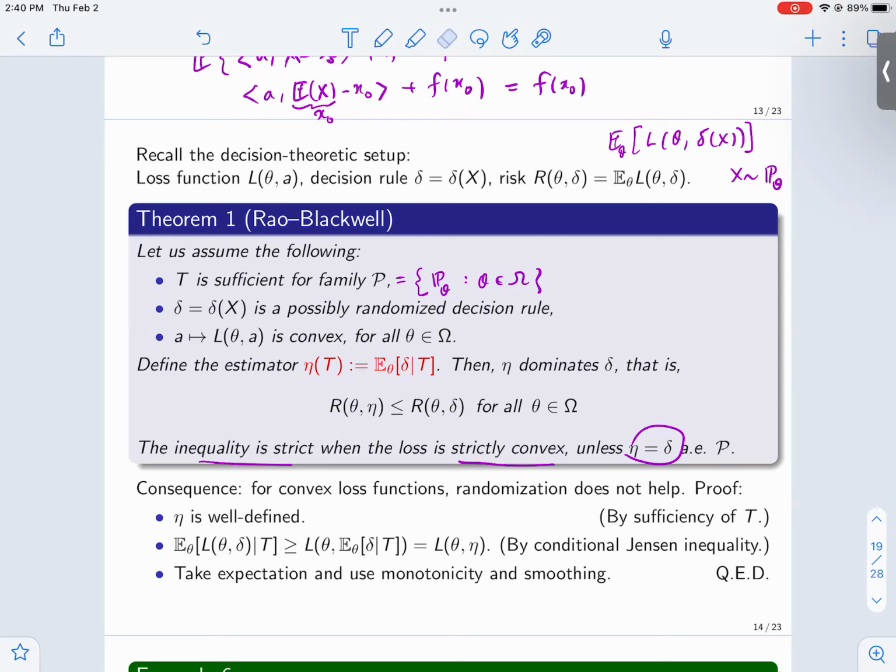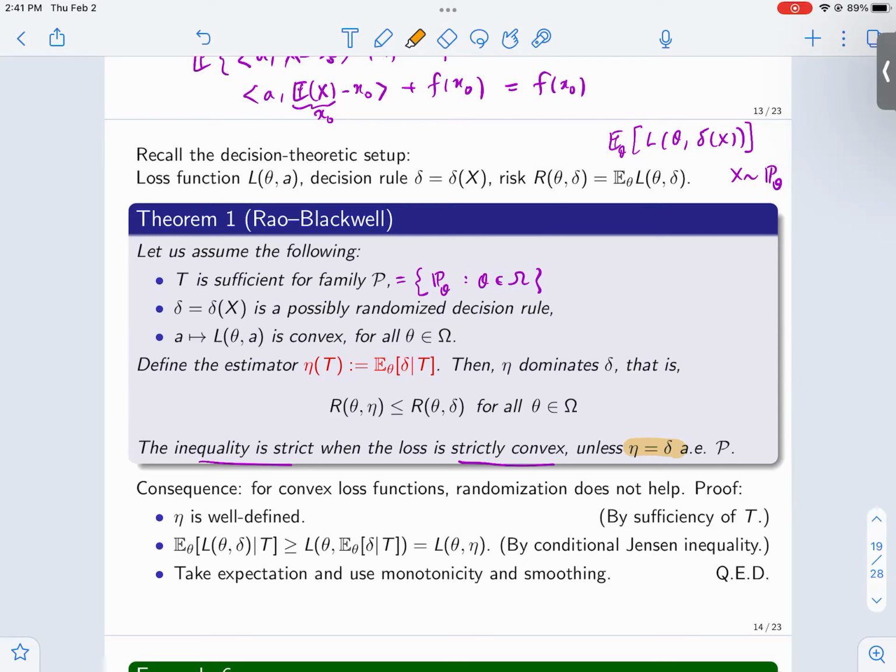Okay. So when is this the case? When is eta equal to delta? Yeah, if this is equal to delta, it means that delta originally was a function of the sufficient statistic itself. So I could have written it as a function of the sufficient statistic already. Otherwise there is a piece that this operation would take out.